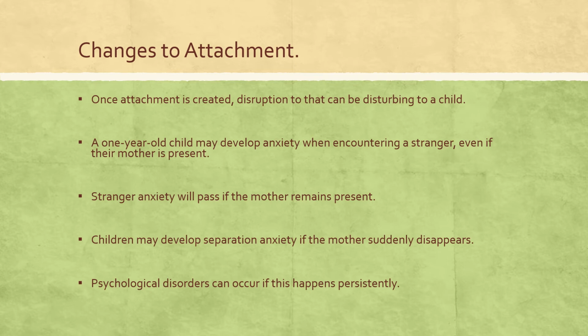Now, changes to attachment. Once attachment is created, disruption to that can be disturbing to a child. For example, a 1-year-old child may develop anxiety when encountering a stranger, even if their mother is present. Stranger anxiety will typically pass if the mother remains present, but children may develop separation anxiety if the mother suddenly disappears, and this can result in psychological disorders if this happens persistently.